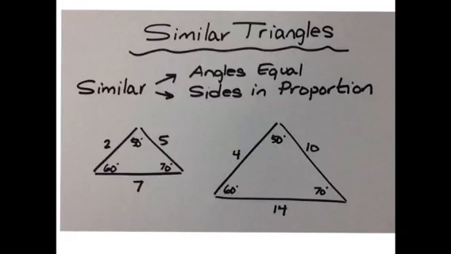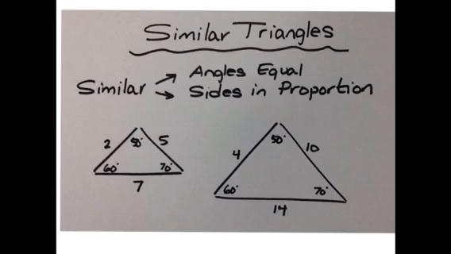Hi geometry students, we're going to talk about similar triangles today, and the first thing we're going to talk about is the definition of similar. To be similar, two things have to happen. The angles must be equal on the two triangles and the sides must be in proportion on the two triangles.